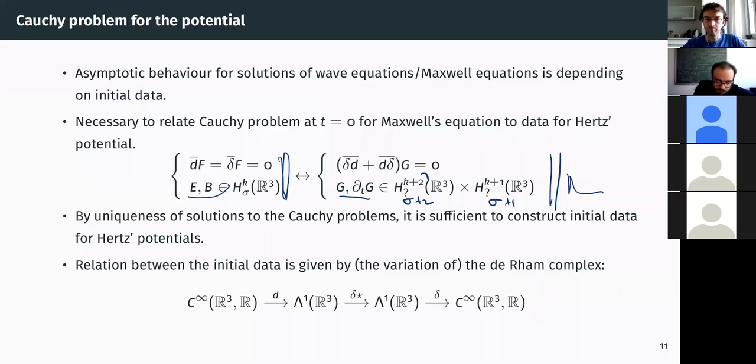So you take a smooth function, you differentiate it, you get a one form. You take the co-differential star, you get again a one form, and delta. Again, I'm taking the divergence here. Okay, let's have a look at that.